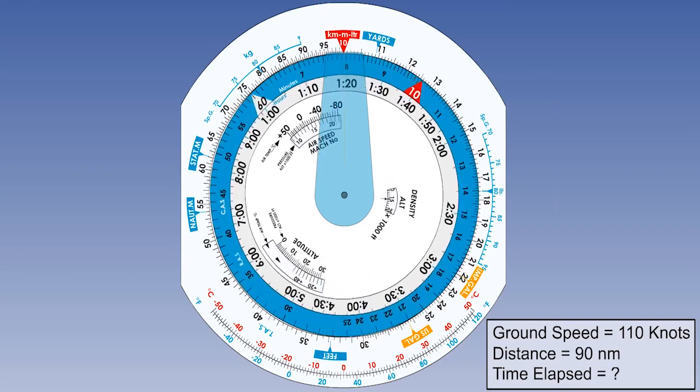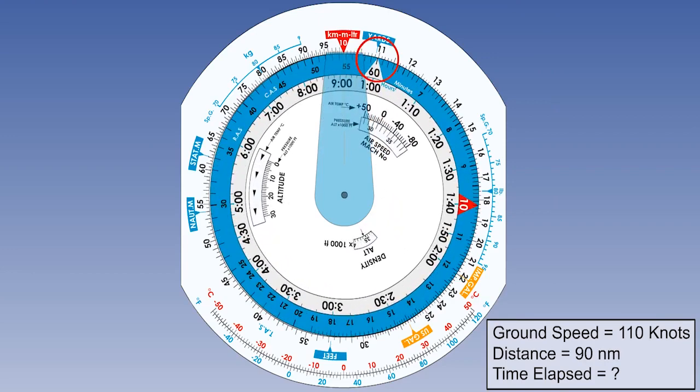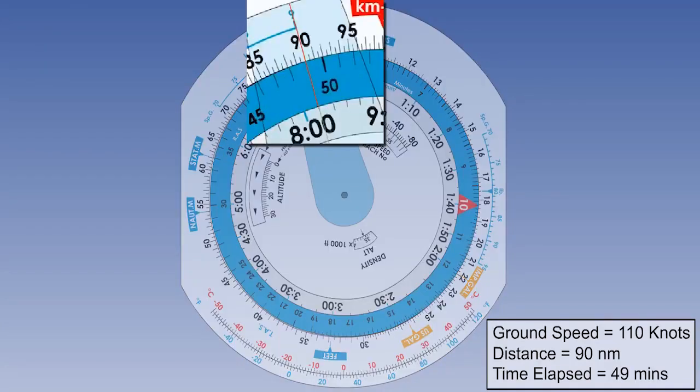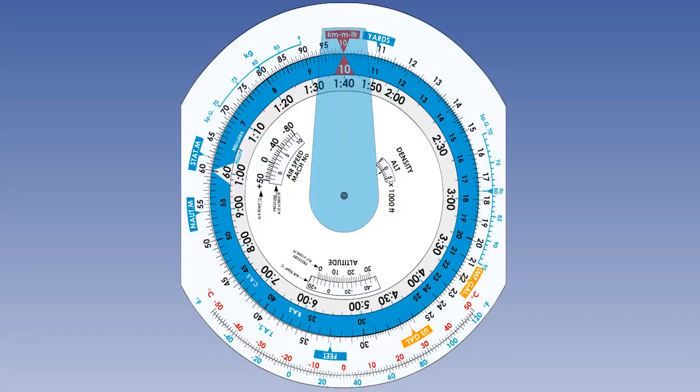Set the 60 index against 110 on the outer scale, and using the cursor against 90 on the outer scale, read off the elapsed time of 49 minutes on the inner blue scale. You'll notice the inner blue scale is graduated in minutes for distance and time calculations, while the inner white scale is graduated in minutes and hours.